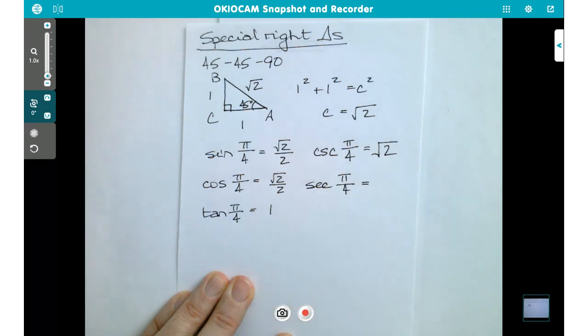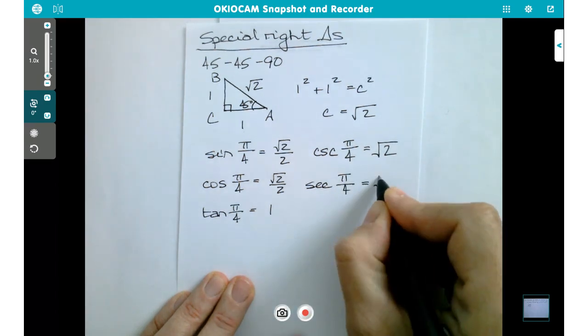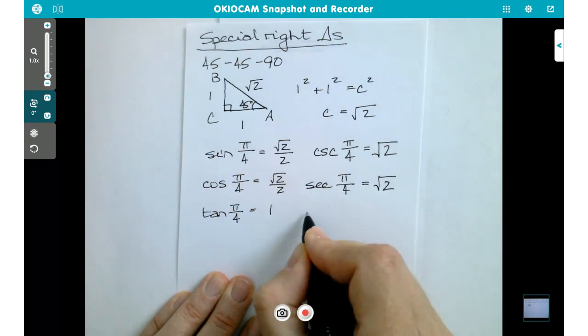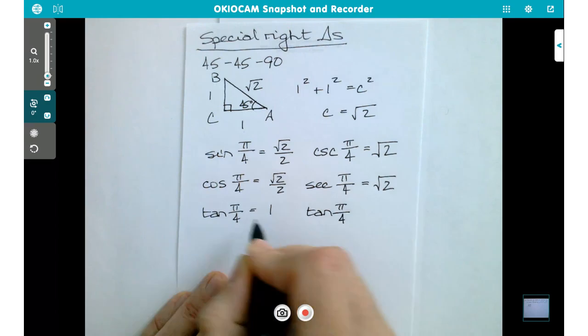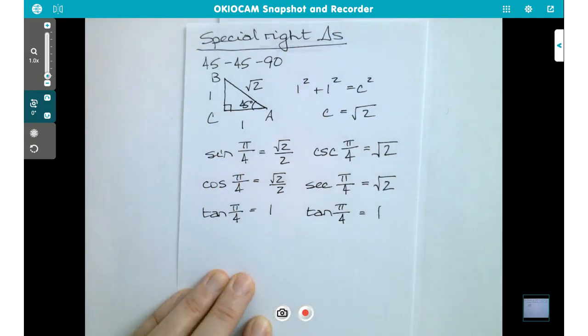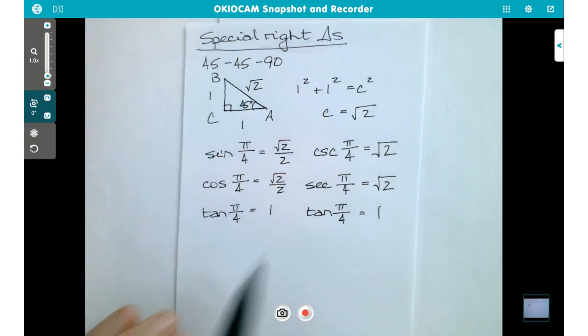Secant of pi over 4, same philosophy all the way through, root 2. And the cotangent, 1 over 1, the reciprocal of 1, also 1. So there are my 6 trig function values for the angle 45 degrees or pi over 4.